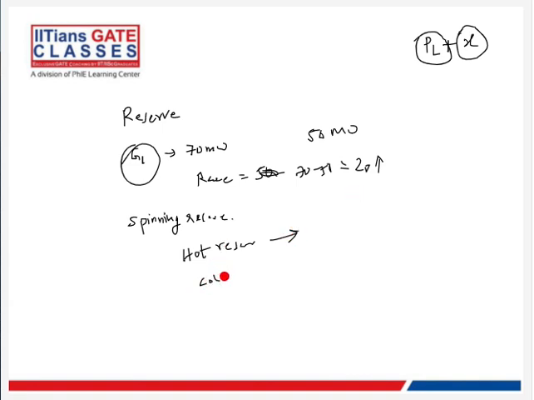And cold reserve is basically we have to bring it up. The spinning reserve can take it up immediately. The hot reserve also will take it up immediately, but there is a switching action required. The cold reserve will take some time. Right. Clear?